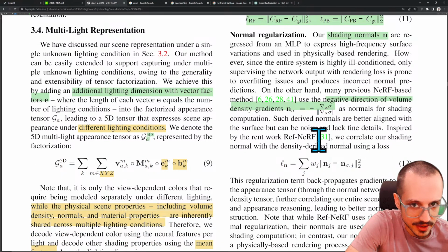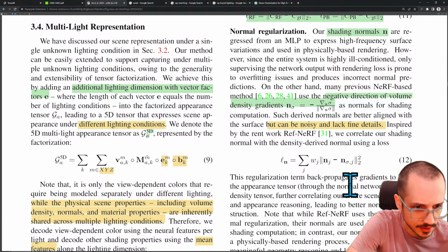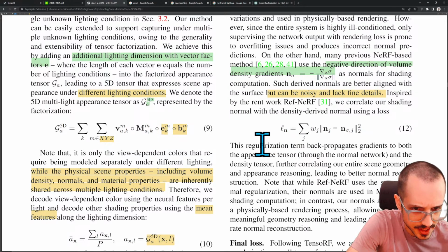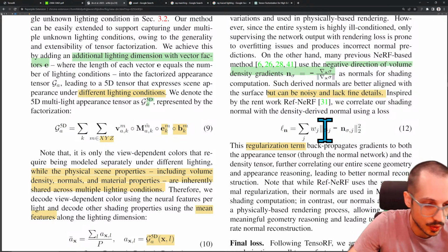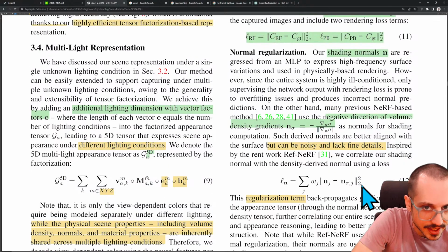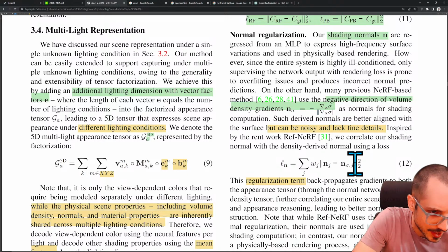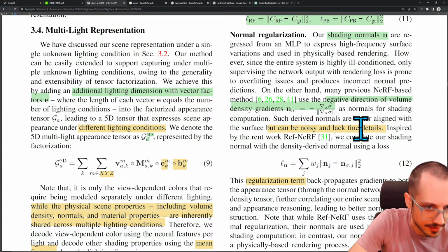Such derived normals are better aligned with the surface, but can be noisy and lack fine details. We correlate our shading normal with a density-derived normal using a loss. So here is a regularization term. This is an additional loss that they use to make sure that the normal that they get from the density gradients and the normal that they get, what is NJ? I guess the normal from the relighting here. But basically they want these normal directions to be as similar as possible, right? So they have an L2 loss here.